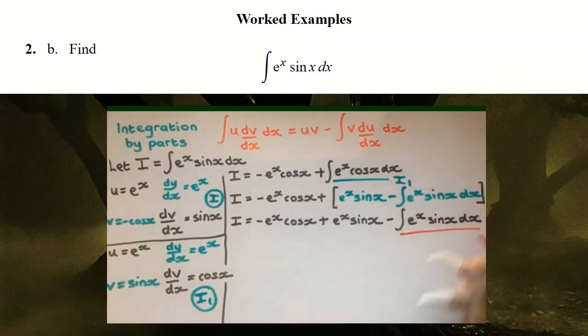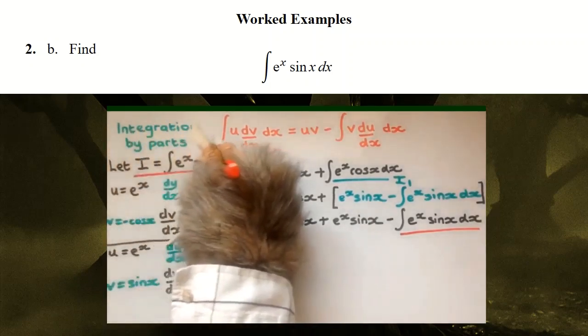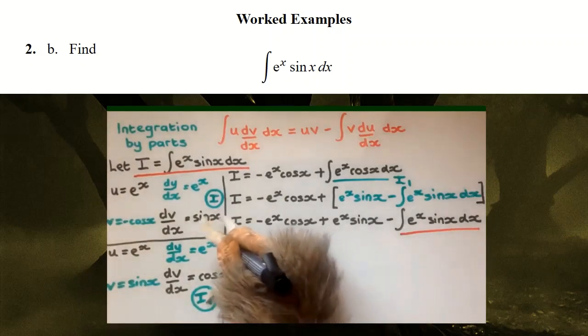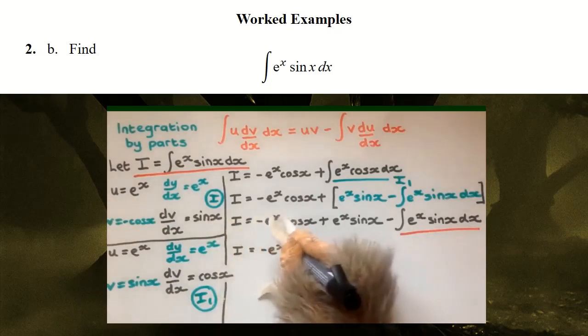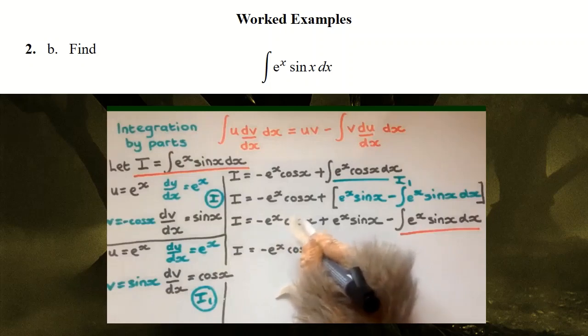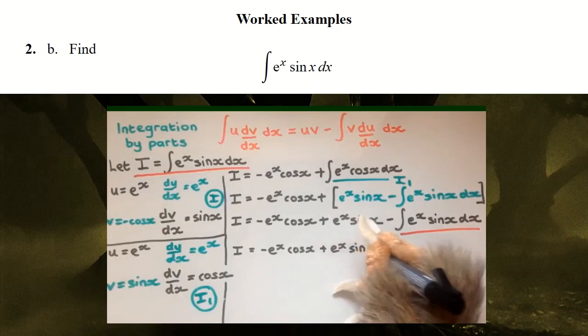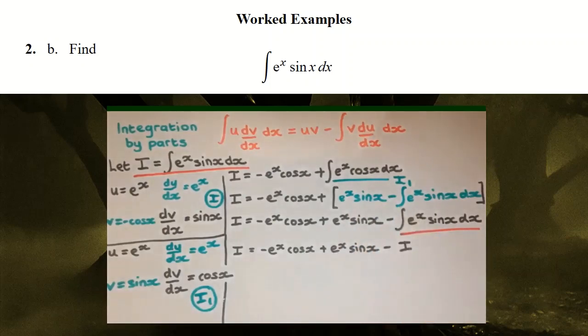It was what we stated as our I right at the beginning. So I can just replace that integral with I. Okay, so let's do that. Plus e to the x sine x, subtract capital I. Okay, remember I is our goal. We want to find out what I is.